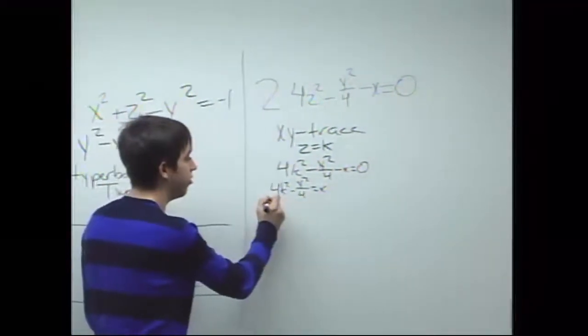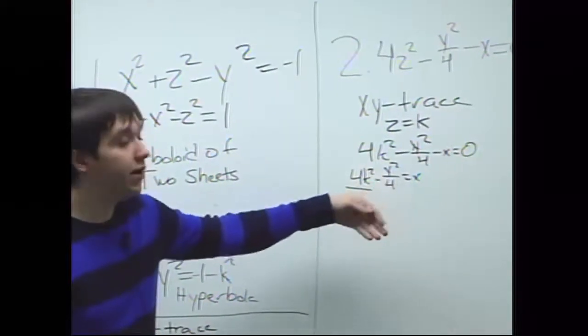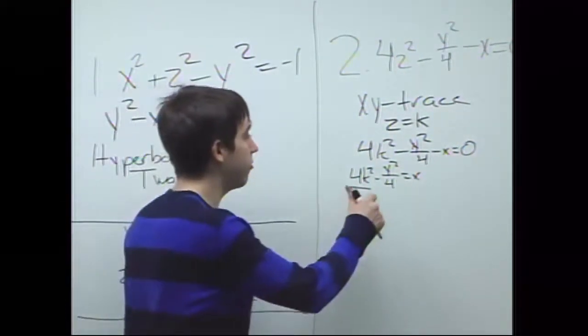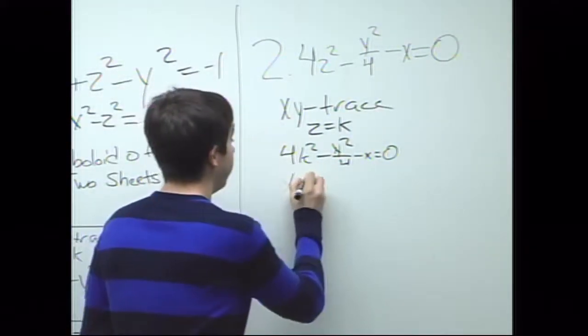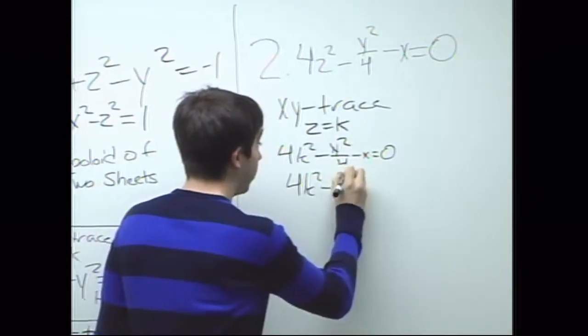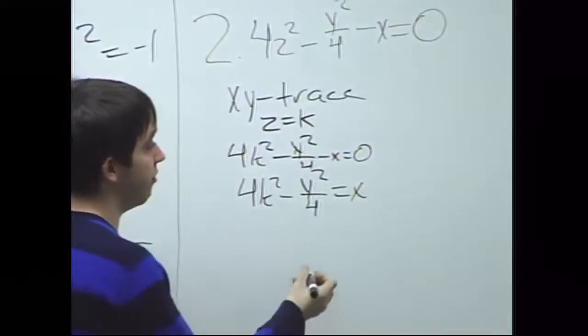This is a constant term over here. Don't let the squared fool you. And this is y squared, so you have x is equal to y squared. 4k squared minus y squared over 4 is equal to x. So this is the equation of a parabola.